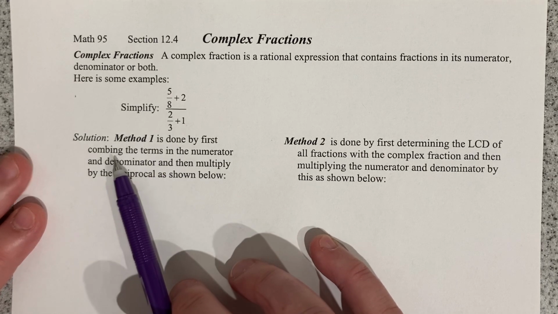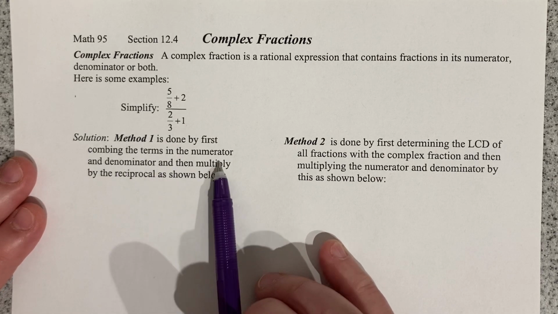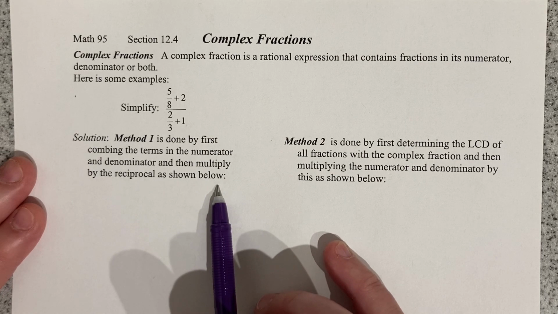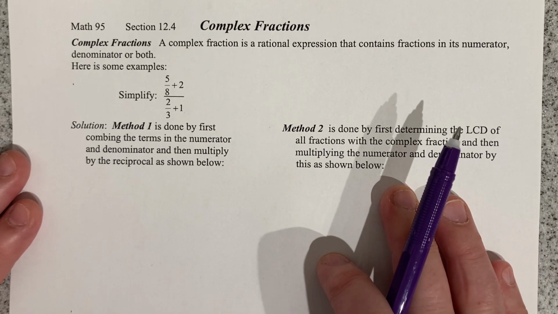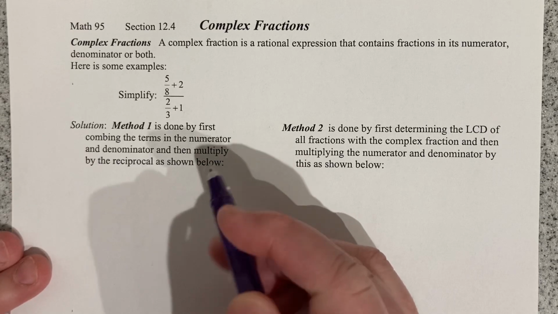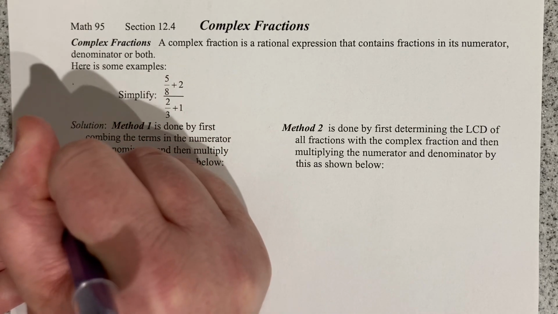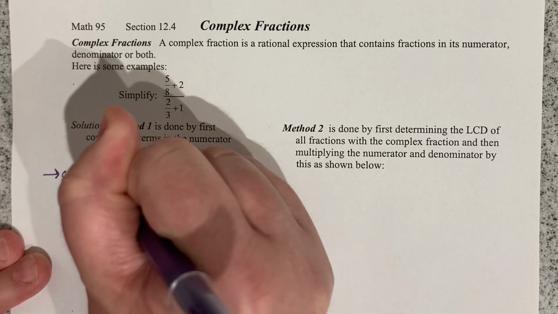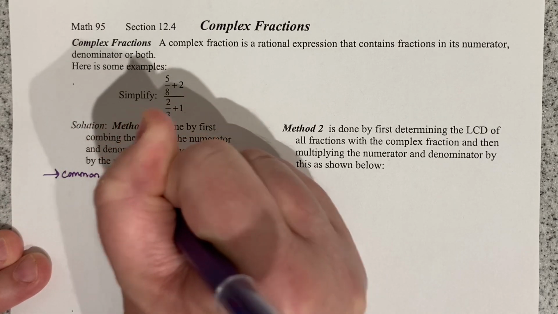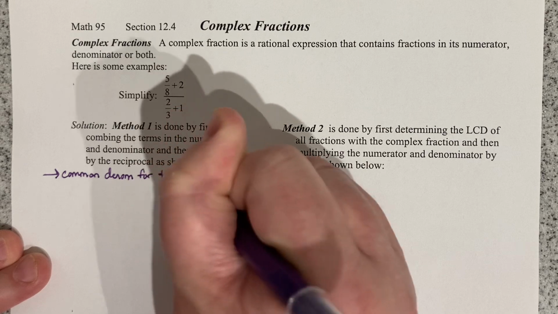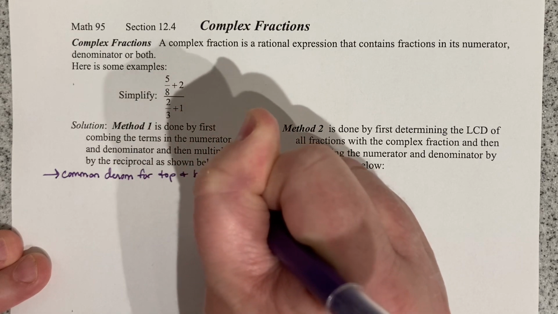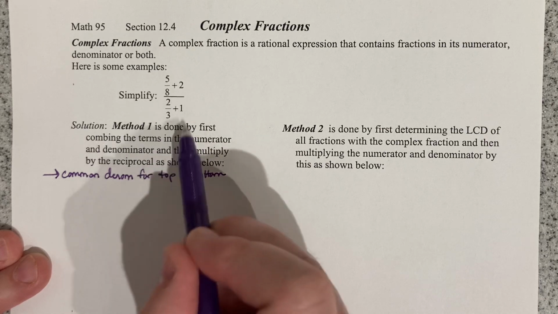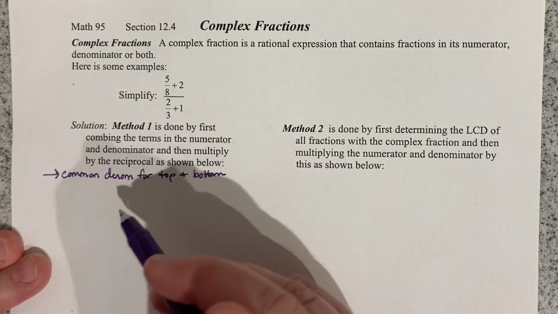Method one is done by first combining the terms in the numerator and denominator, and then just dividing the two fractions. So let's try it that way. So what that means is we need common denominators for both the top and the bottom. They don't have to be the same common denominator, but we're adding the tops and adding the bottoms. If it were subtraction, we'd do that, of course.